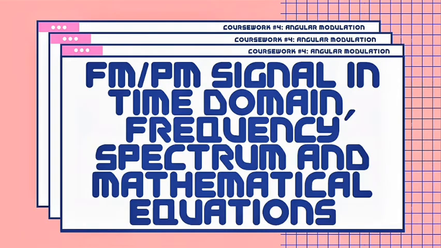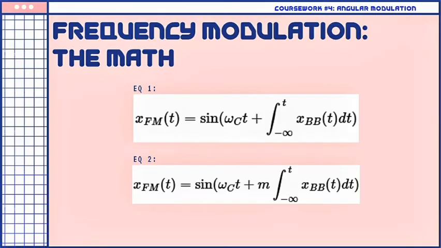Proceeding to the FM and PM signal in time domain, frequency spectrum, and mathematical equations. In terms of the mathematical equations of frequency modulation, we will write the carrier as sin(ωct). It already has a frequency, namely ωc, so we will use the term excess frequency to refer to the frequency component contributed by the modulation procedure.